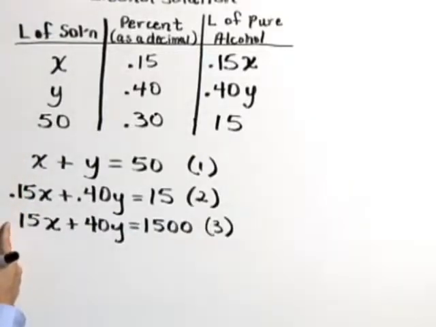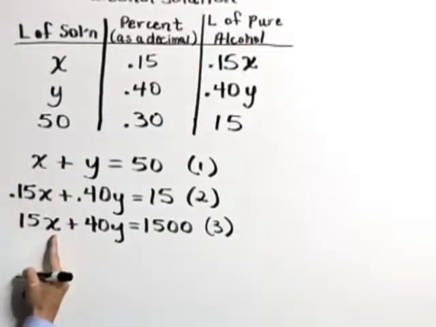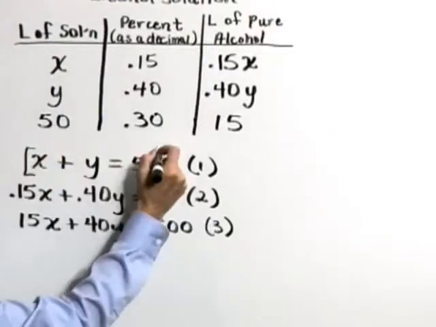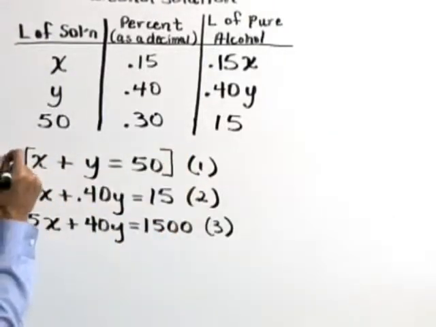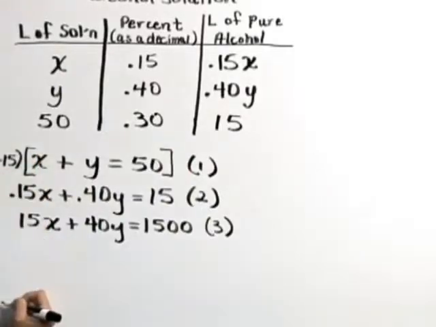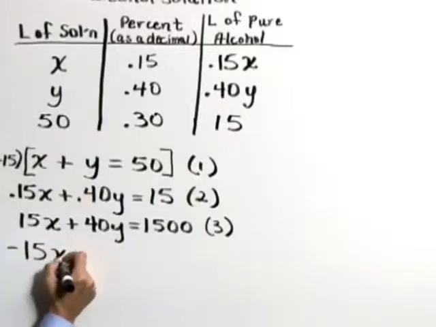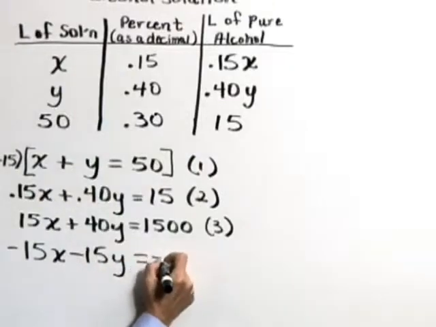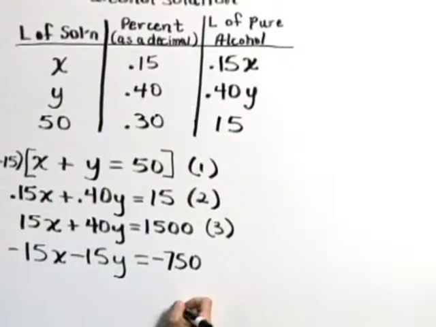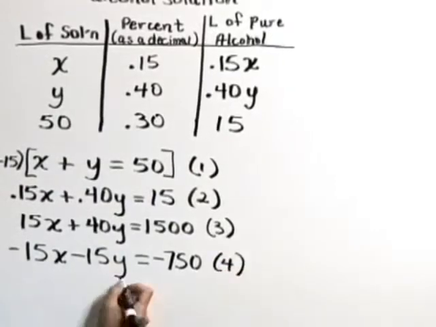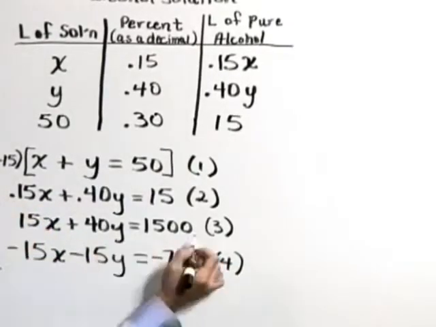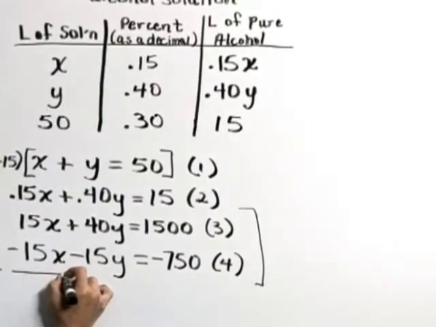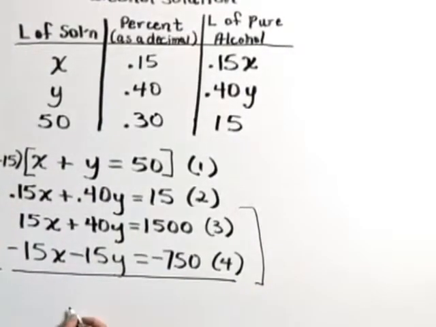I think I'll go ahead and use the elimination method here and eliminate the variable X. So let's multiply equation 1 through by a value of negative 15. Thus that equation becomes negative 15X minus 15Y is equal to negative 750. Let's go ahead and call that equation 4. And let's focus our attention on these two equations because we're ready to use the elimination method now.